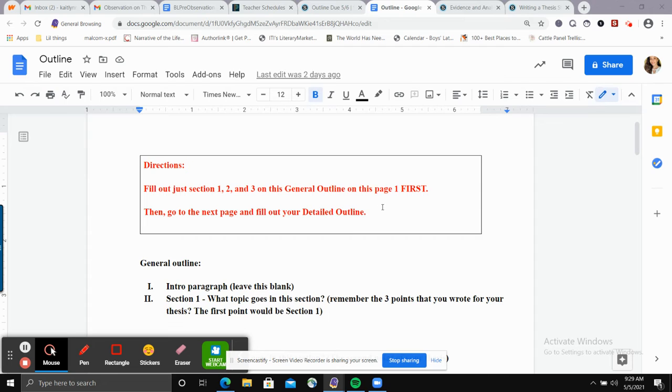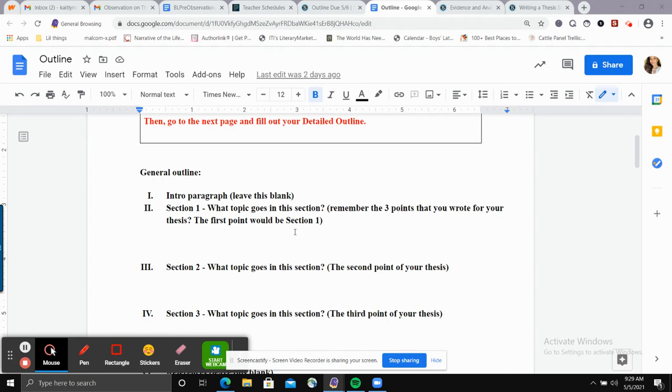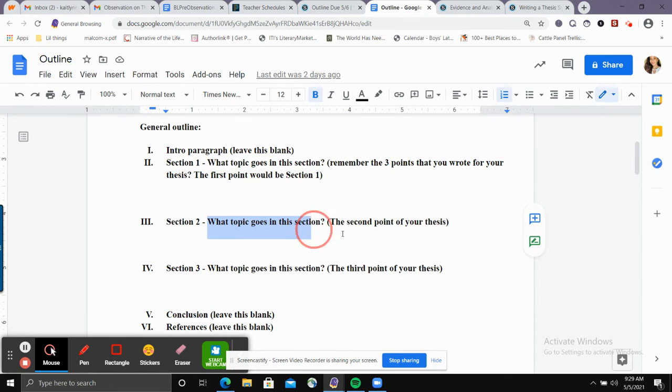First, you have to fill out this general outline on the first page. The only sections that you're filling out are those that have a dash and then the question. So you have to erase what the question is to replace it with your answer. Section 1, Section 2, and Section 3.